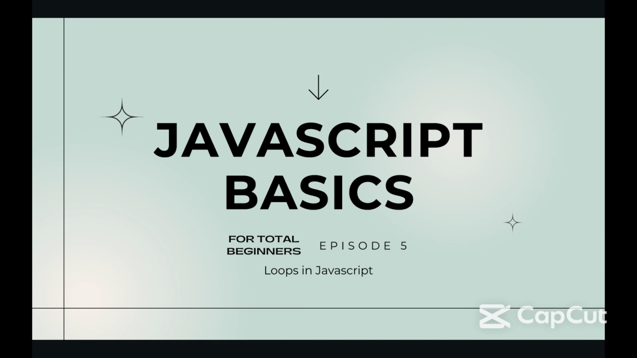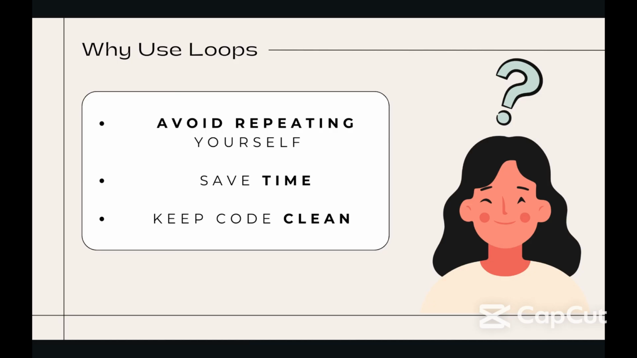This is episode 5, and today we're diving into something super useful: loops. These let your code do the same thing over and over again, but smarter. So let's get started. First of all, imagine needing to print hello 10 times. You could write it 10 times, or just use one loop. That's why we use loops, to save time, avoid copy-pasting, and make your code easier to manage and update.